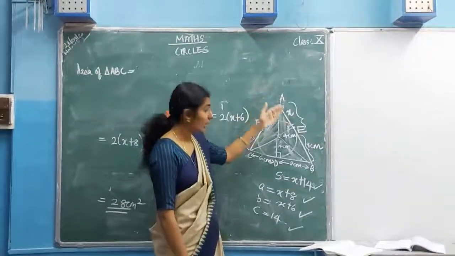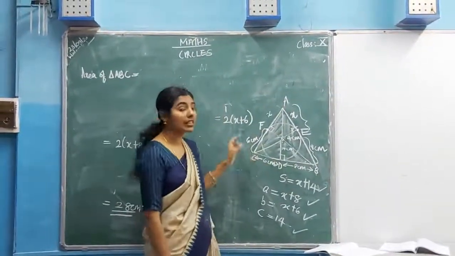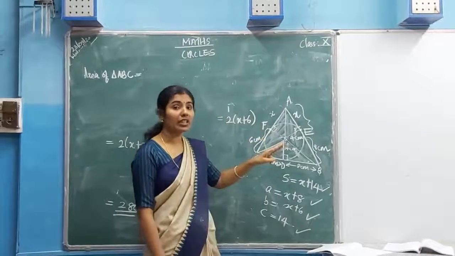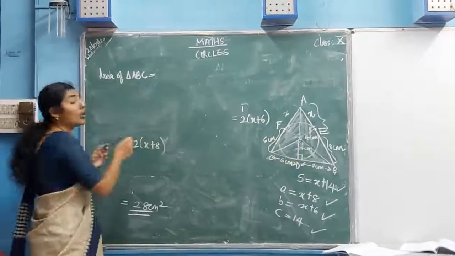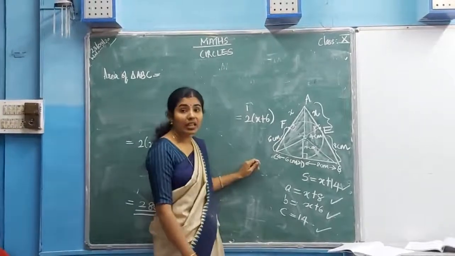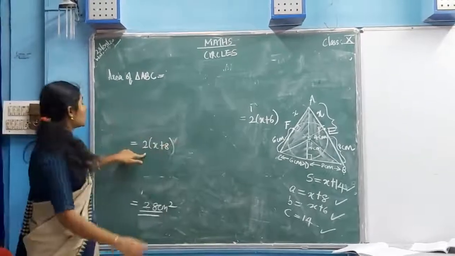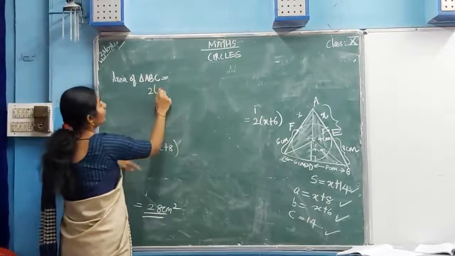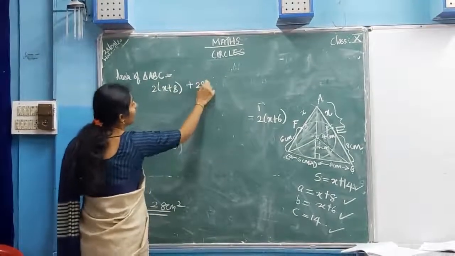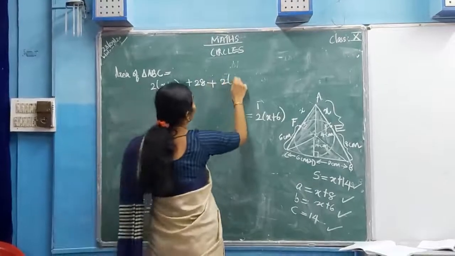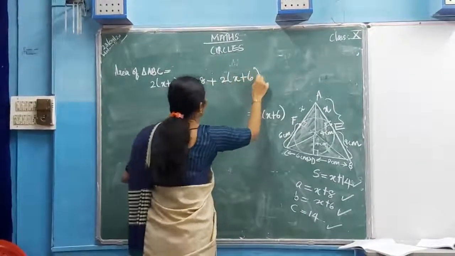We are considering triangle ABC, and here triangle ABC is the combination of 3 triangles. So what is the area of triangle ABC? That is the sum of those 3 areas. So what are the 3 areas you are getting? One is 2 into (x plus 8), another is 28, the third one is 2 into (x plus 6).